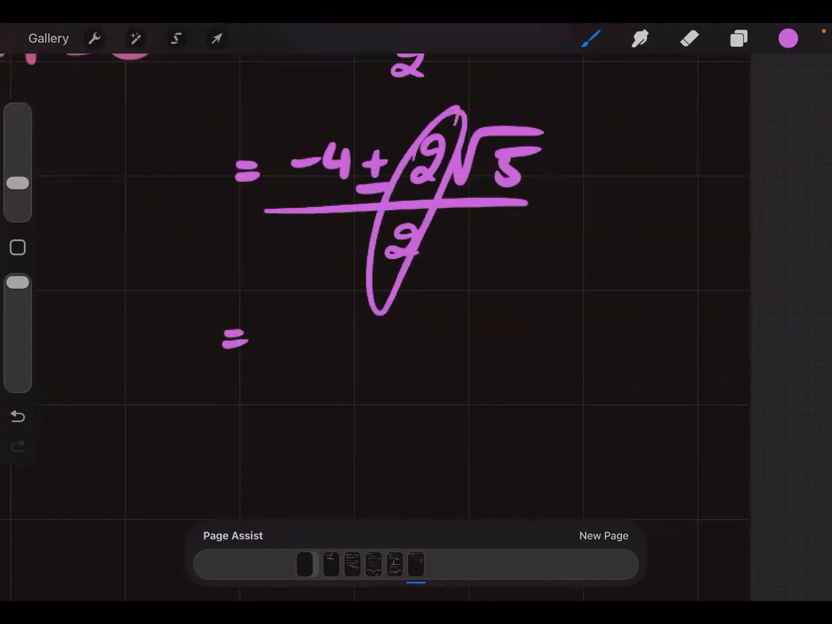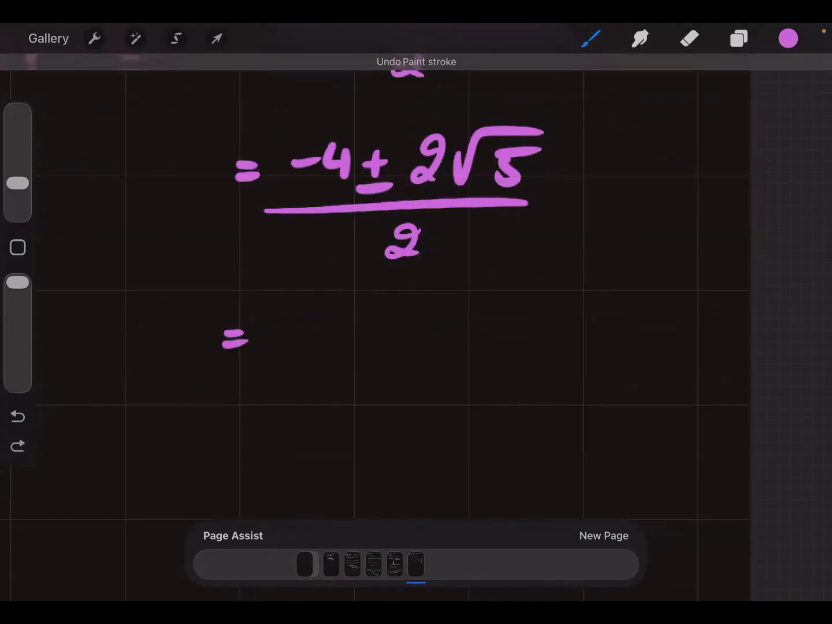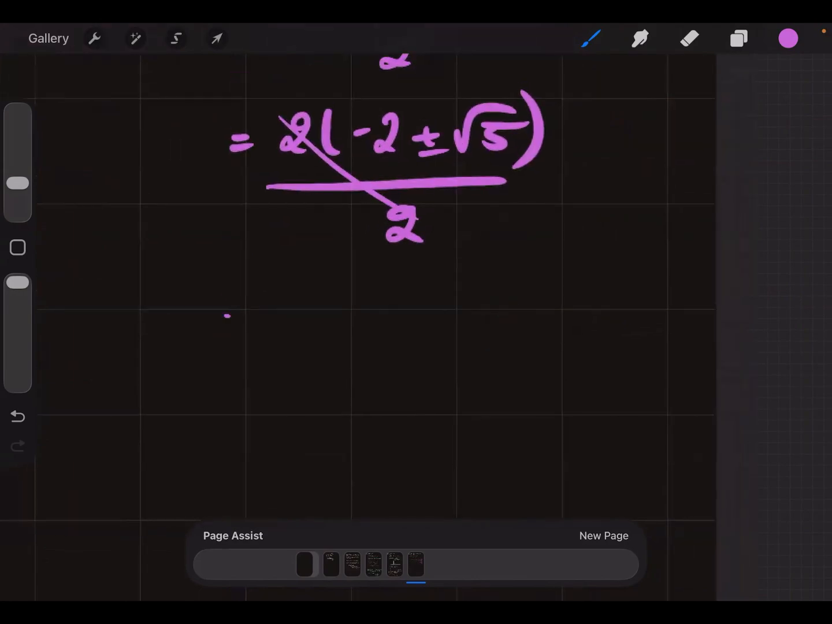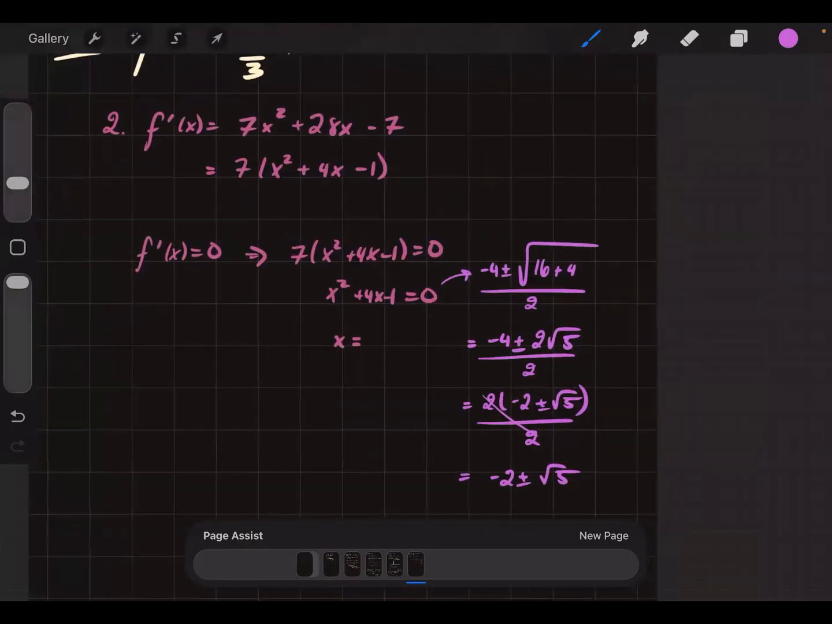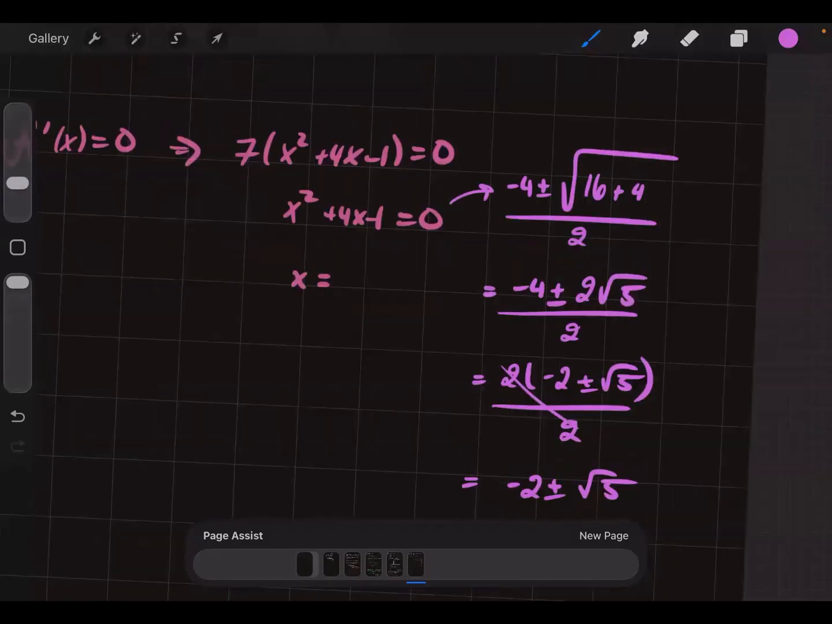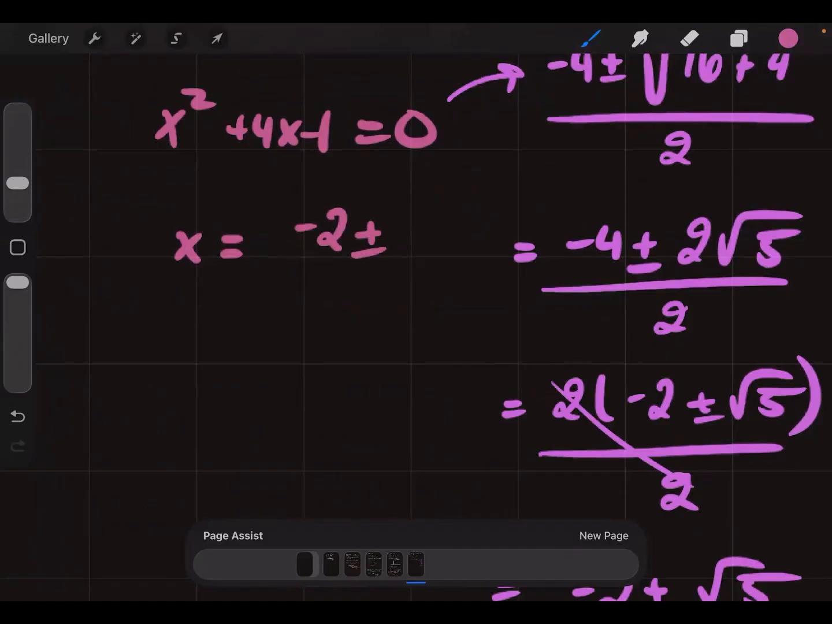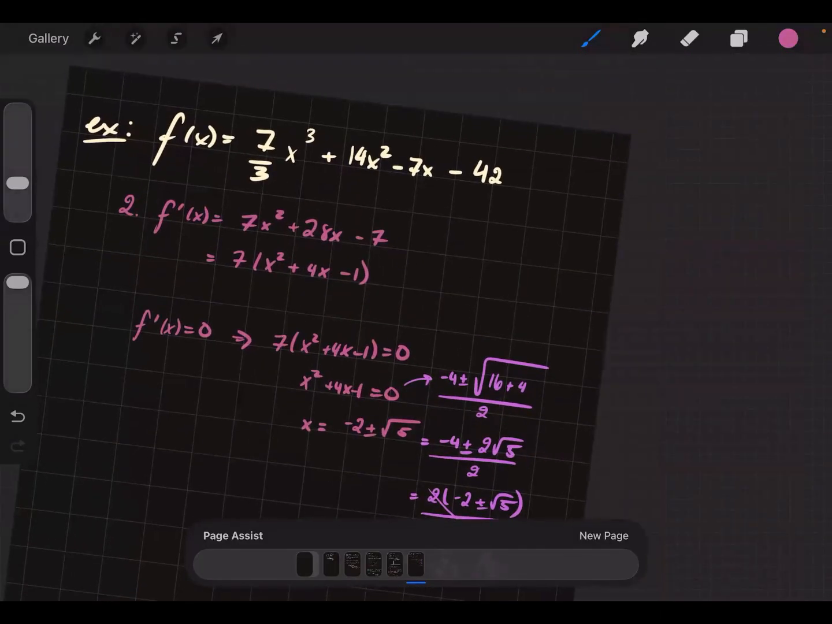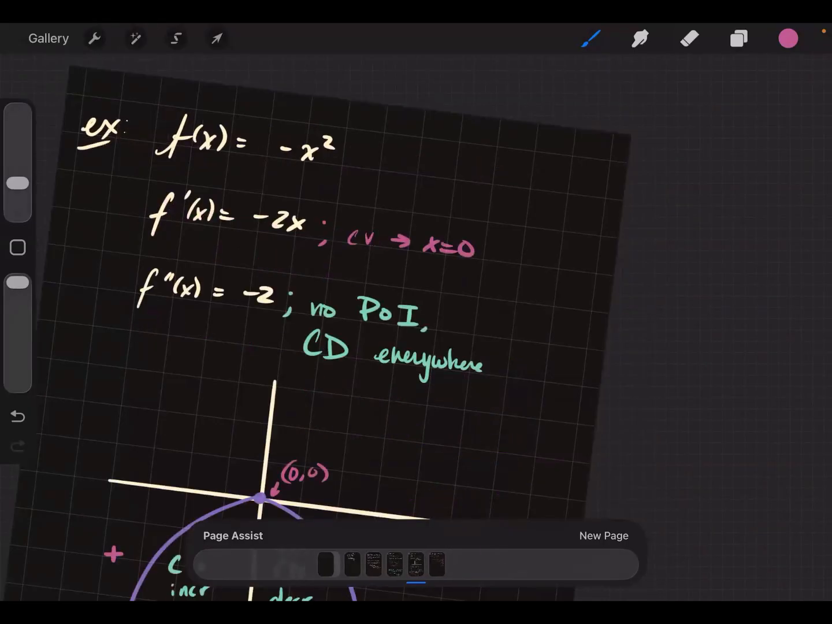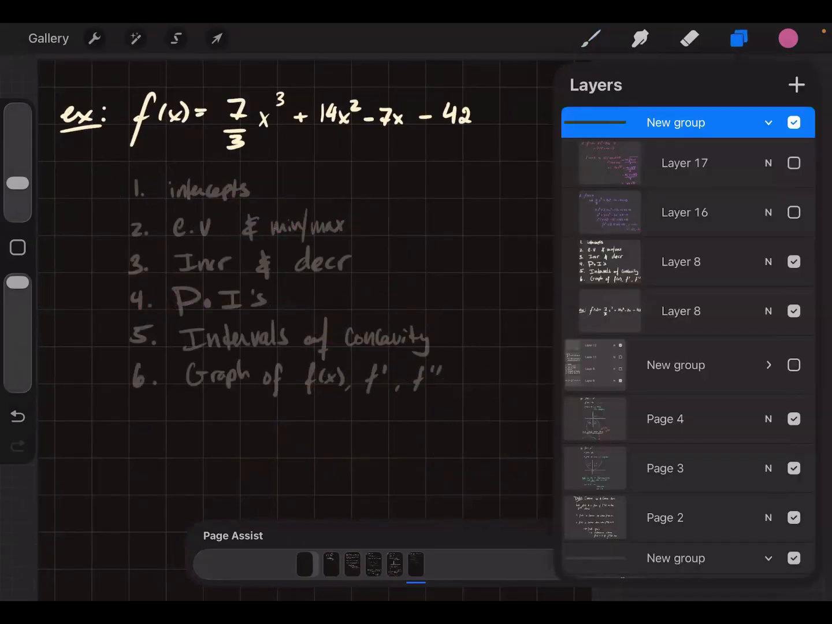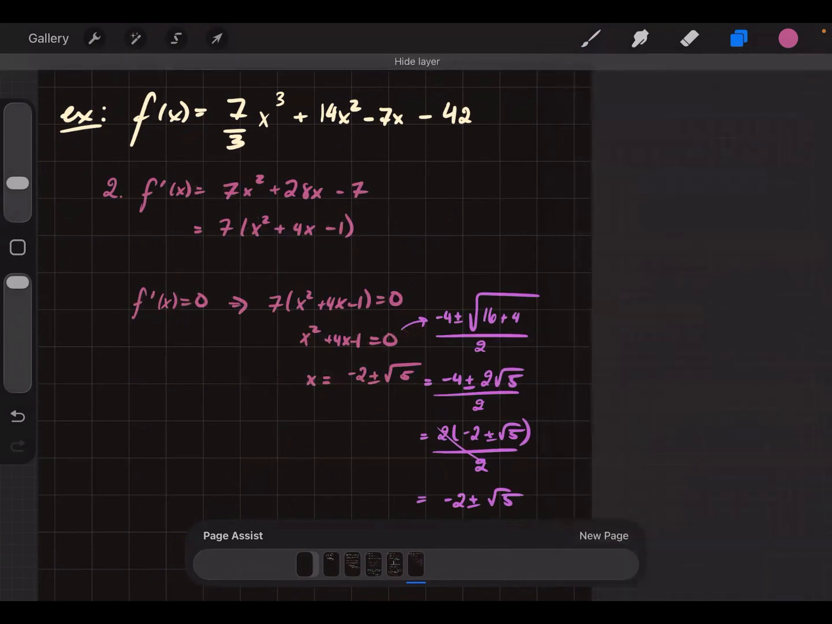Please do not just cross this out. Factor the 2 out, like this. So then you can cross it out of both. And that gives -2 plus or minus √5. Cool. So that is our critical value. And we'll do increasing and decreasing to get the mins and the maxes. Okay.